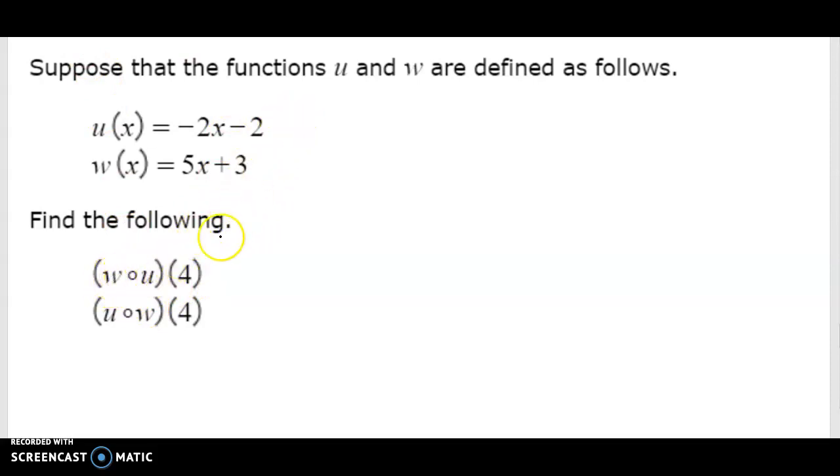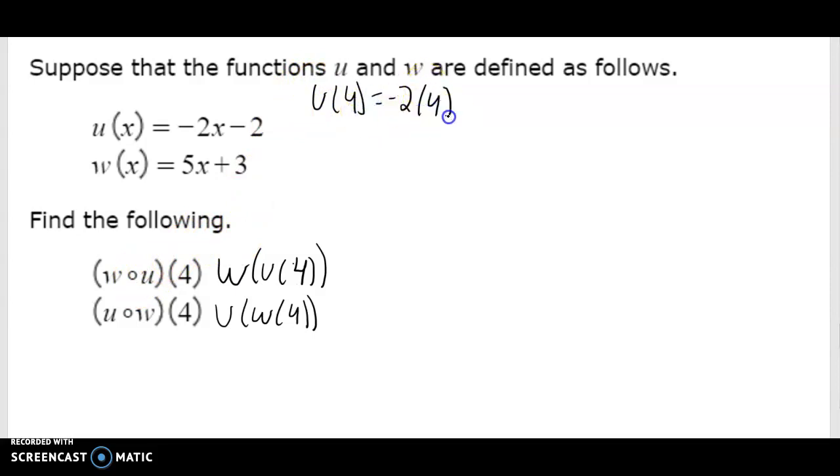This is asking us for, if I started with a W and then put in a U and the 4, this is asking us for U of W of 4. So we're going to go ahead and do this W of 4 first. So this notation with the circle, we can rewrite it. So U of 4, everywhere I see an x in the U function, I'm going to put a 4. So now this is really just saying that this is W of -10.